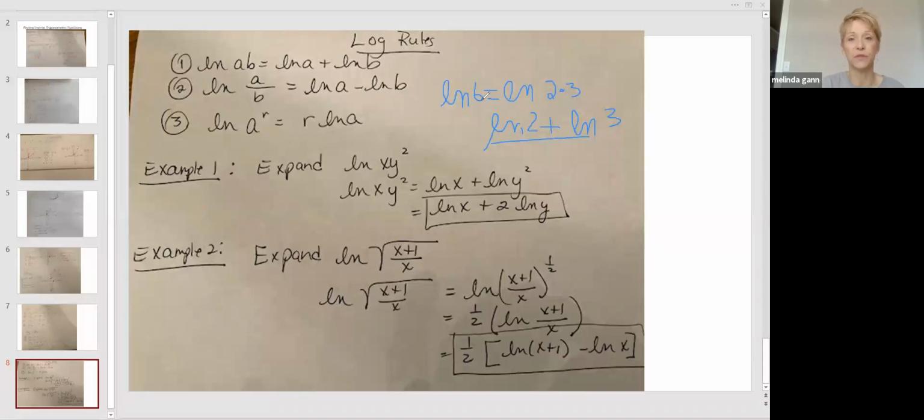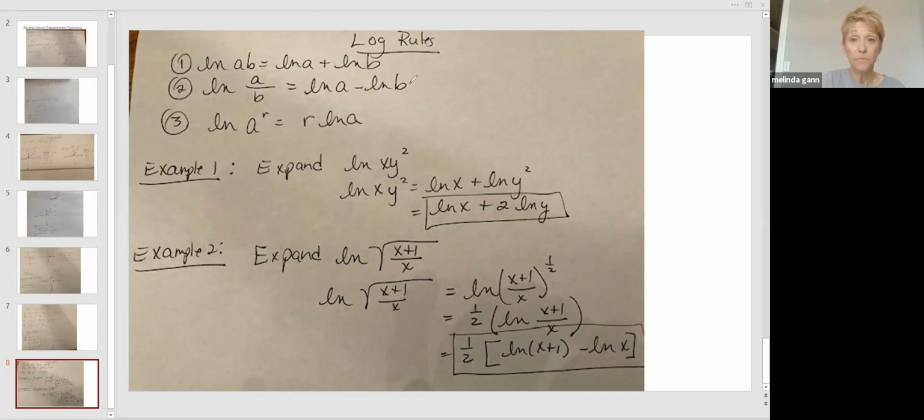So what I want you to do is take your calculator and get the natural log of 6. You'll get a long decimal approximation. Then I want you to do the natural log of 2 and the natural log of 3 and add those answers and just verify that this answer is the natural log of 6. So stop the video and do that for me. Okay, hopefully you did what I asked you to do.